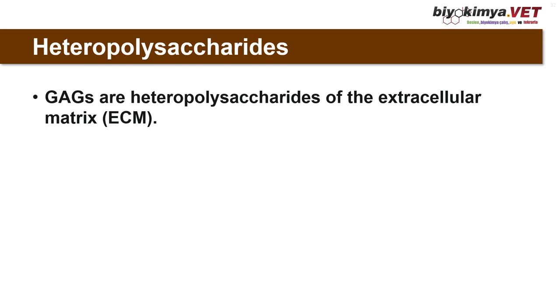Glycosaminoglycans are heteropolysaccharides of the extracellular matrix, along with fibrillar collagens, elastins, and fibronectins. So these are the other components of the extracellular matrix. It consists of specialized collagens, laminins, and heteropolysaccharides, elastins, etc. And the heteropolysaccharides, which are the glycosaminoglycans, are a family of linear polymers composed of repeating saccharide units.